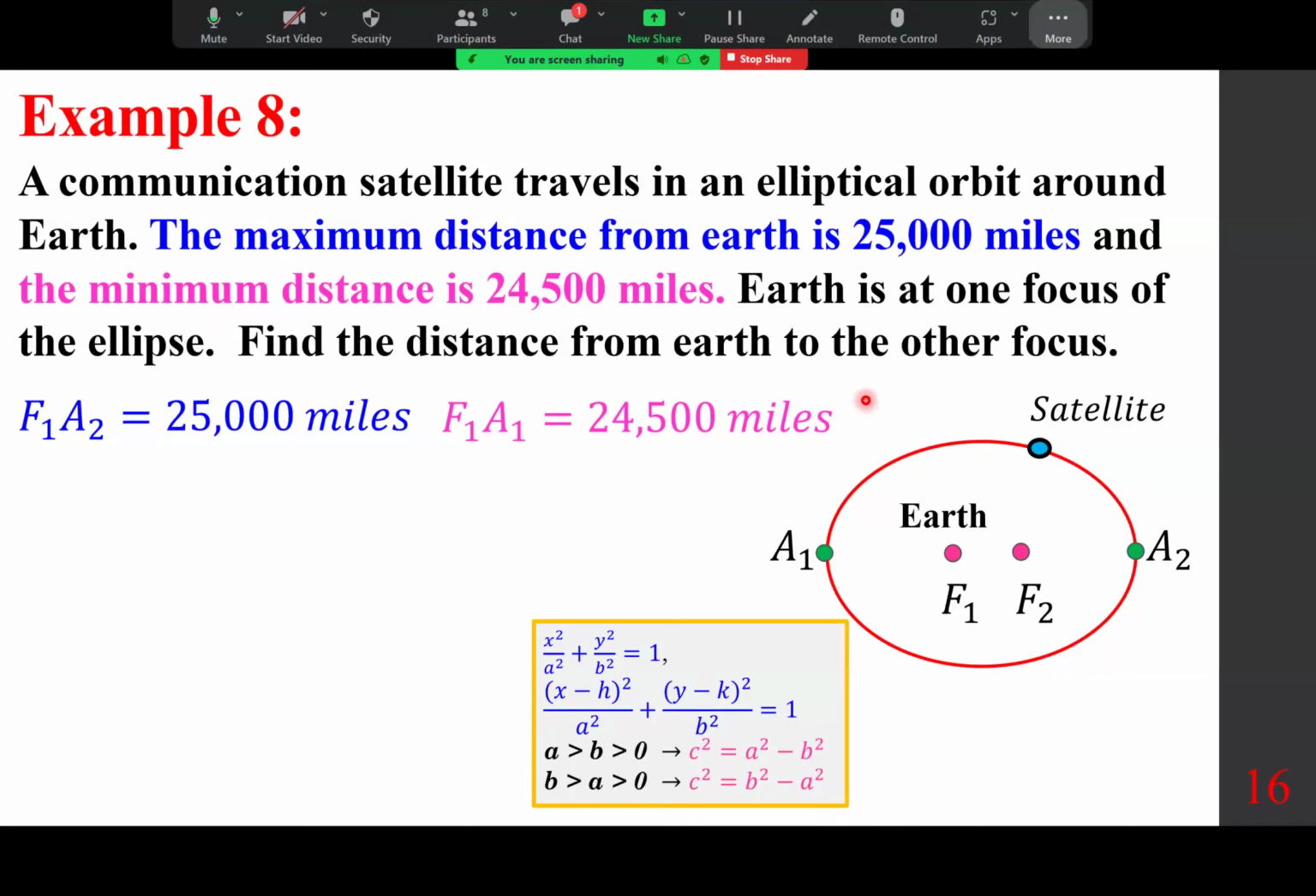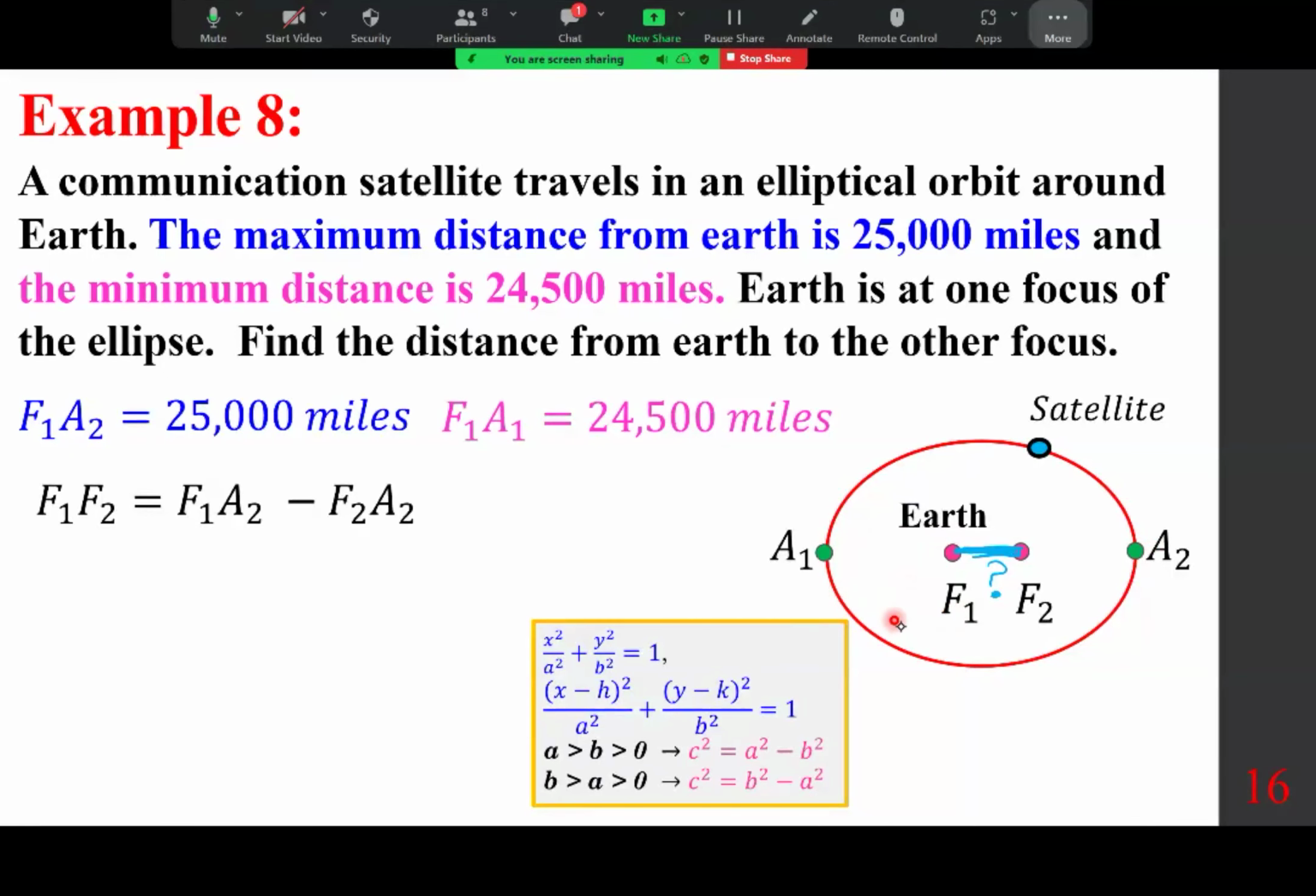Find the distance from Earth to the other focus. So we want F1, F2. The difference between the two, F1, F2 is F1, A2 minus this distance. And this distance is the same as this distance, F1, A1.